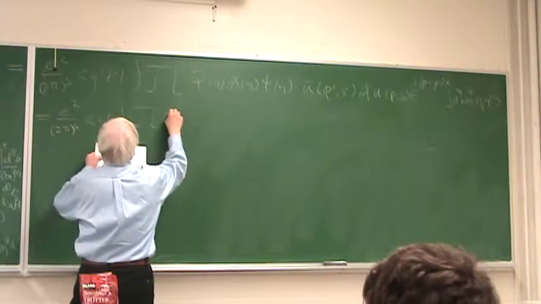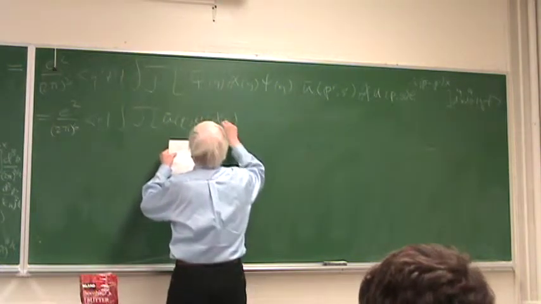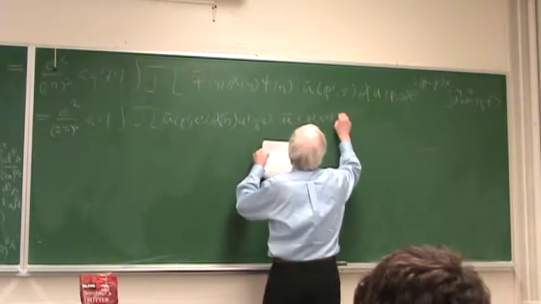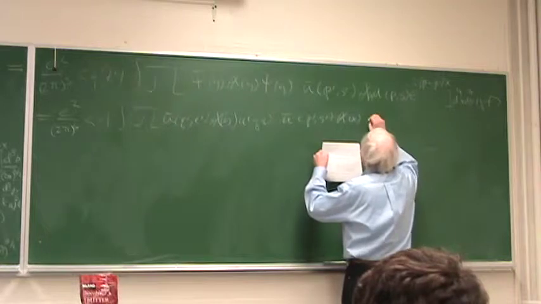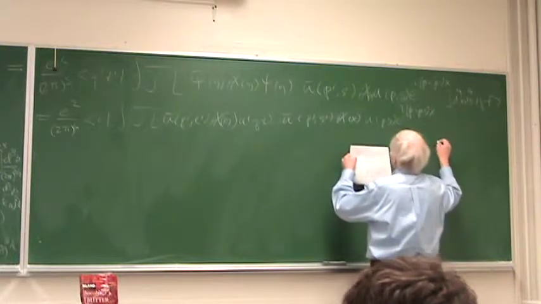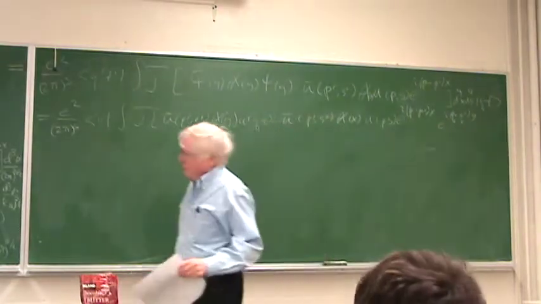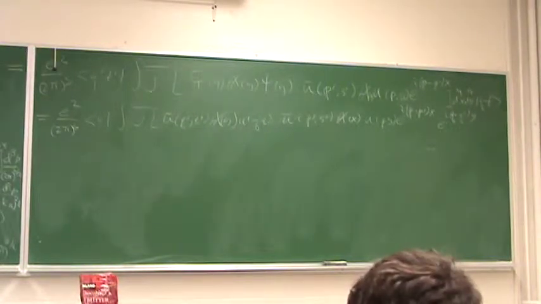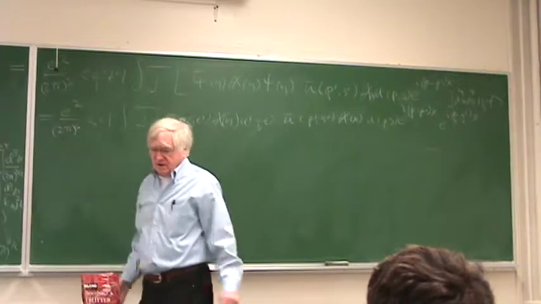And now it's u bar of q prime t prime, A slash of y, u of q and t, u bar of p prime s prime, A slash of x. I should have written x there. u of p and s. And now e to the i (p minus p prime) x, e to the i (q minus q prime) y. So in other words, these fields are doing at y the same thing the other fields were doing at x, and so the phase factors come in exactly the same way, and you have the same (2 pi) cubed that comes out.